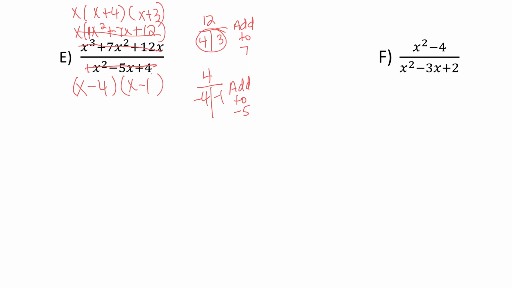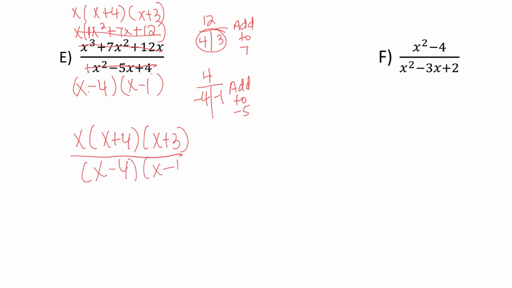Then I'm going to look for anything that cancels. Notice that I have x minus 4 and I have x plus 4, but those are not the same. So actually nothing cancels here. And so we would leave it as x times (x plus 4) times (x plus 3) over (x minus 4) times (x minus 1). Nothing cancels, and so we will leave it like that.